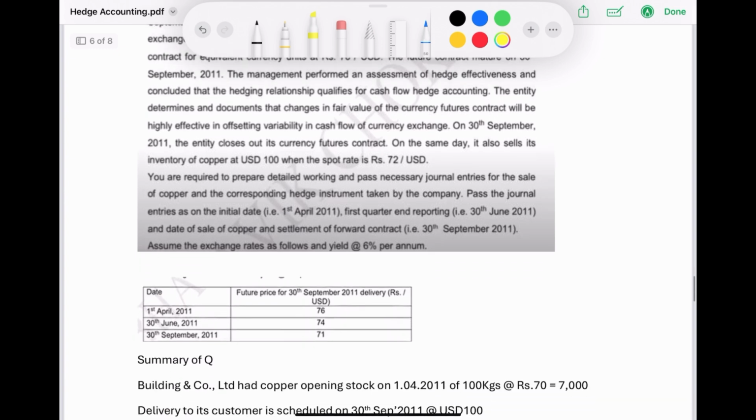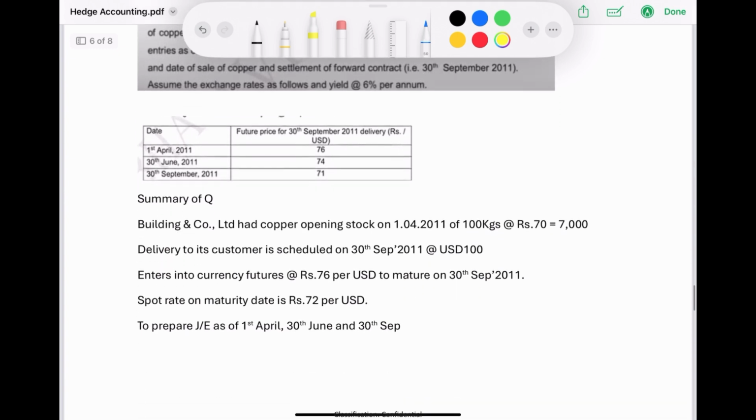Okay, so I have also tried to give a summary of the question. Here, Building and Company Limited had a copper opening stock as on 1/4/2011 of 100 kgs at 70. So the total copper stock opening value was 7,000 rupees. Okay, and they have planned to deliver this to a customer, scheduled on 30th September 2011, and the price is fixed in US dollar at $100.